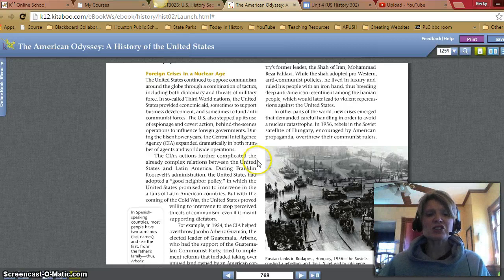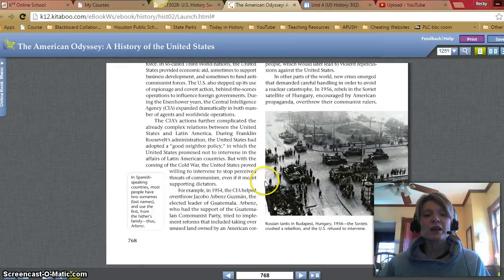The CIA's actions further complicated the already complex relations between the United States and Latin America. During Franklin Roosevelt's administration, the United States had adopted a good neighbor policy in which the United States promised not to intervene in the affairs of Latin American countries. But with the coming of the Cold War, the United States proved willing to intervene to stop perceived threats of communism, even if it meant supporting dictators.